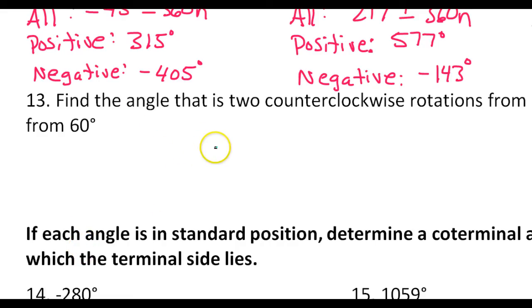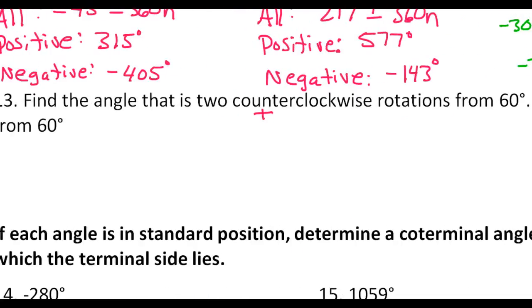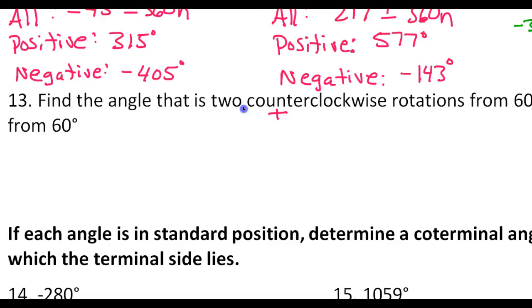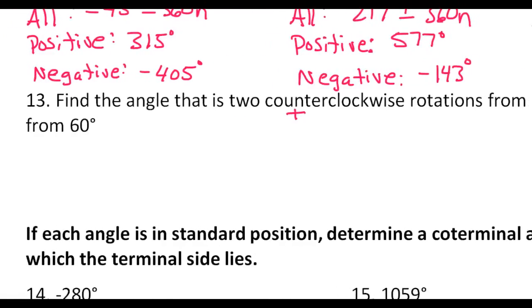I'm going to do one more and then put a stop to this video because it is getting quite long. Just remember, it's sort of the opposite of what you might normally think, because counterclockwise, counter means against, but counterclockwise is actually a positive rotation, and clockwise will be a negative rotation. So just keep that in mind. We're supposed to find the angle that is two counterclockwise rotations, that's two positive rotations from 60. Let's do that first.